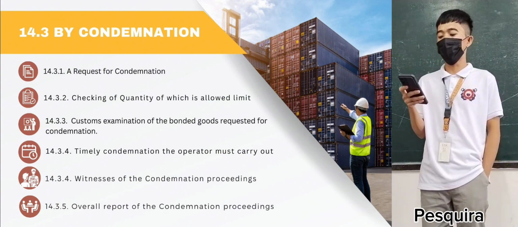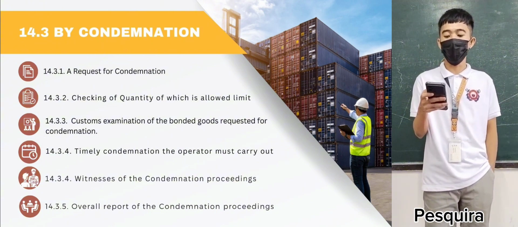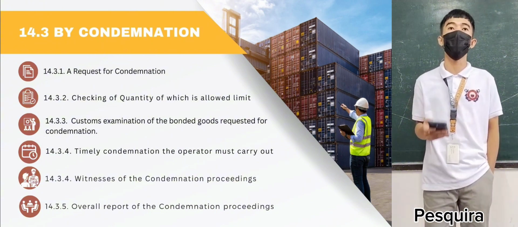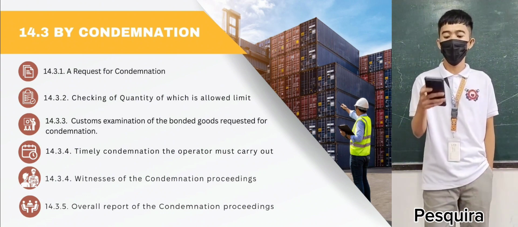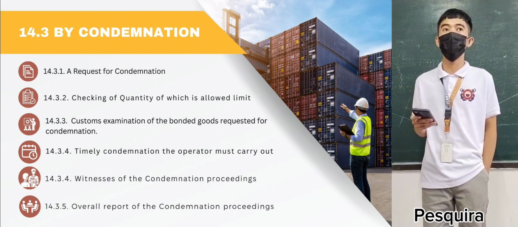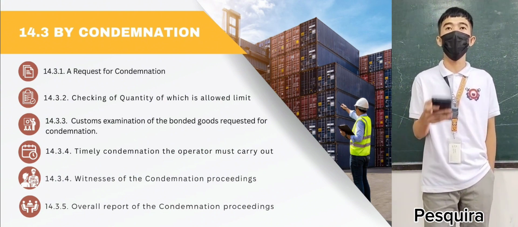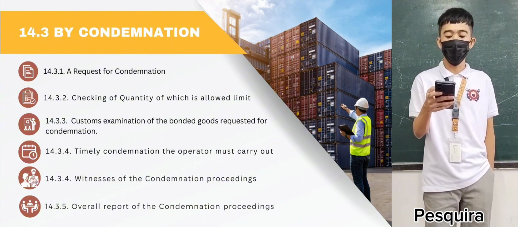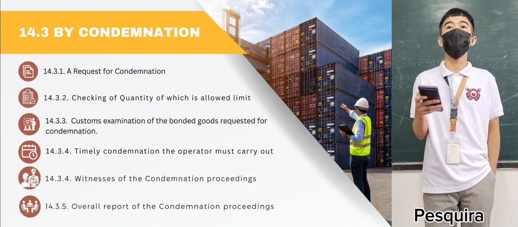So, this means it is a timely condemnation. The CBW operator must carry out the condemnation process within the remaining storage period. It should occur within 3 days from the approval of the condemnation request by the district collector, after all the necessary clearances and permits from other government agencies have been obtained, if applicable.